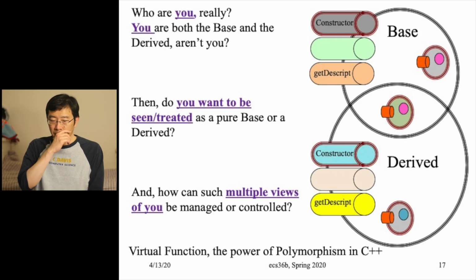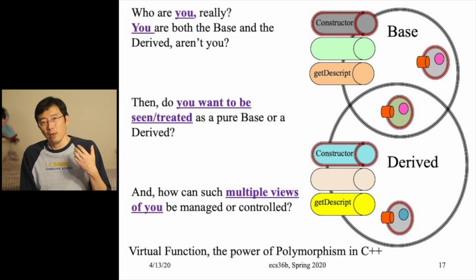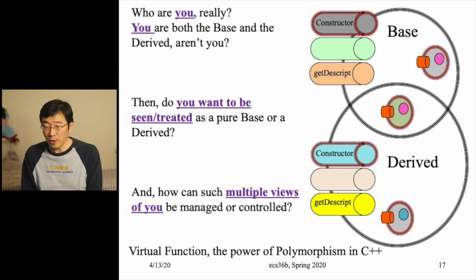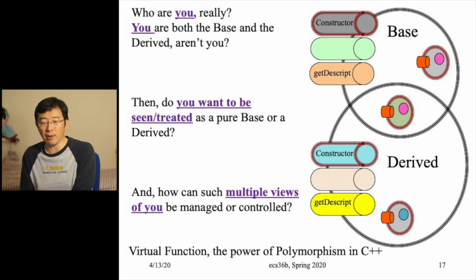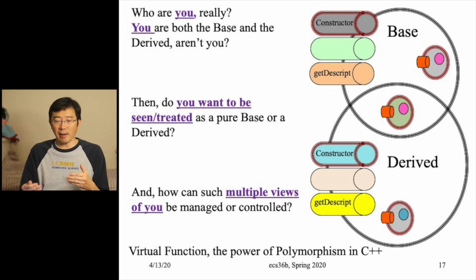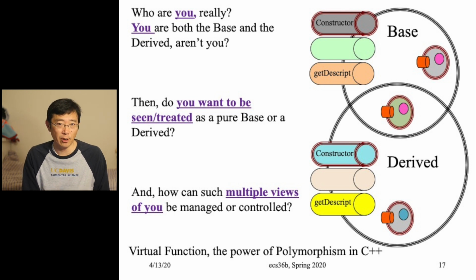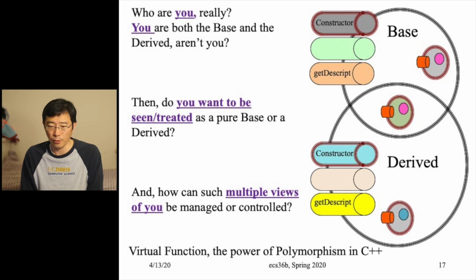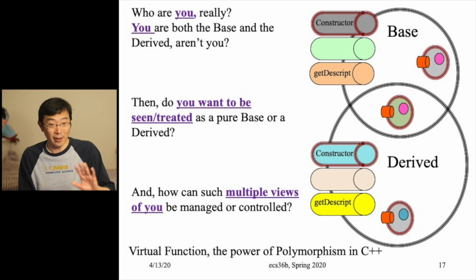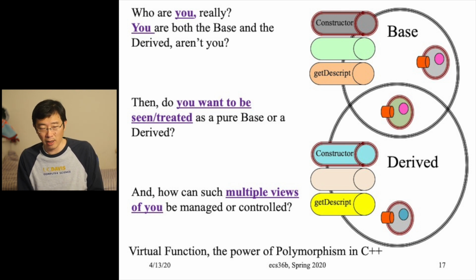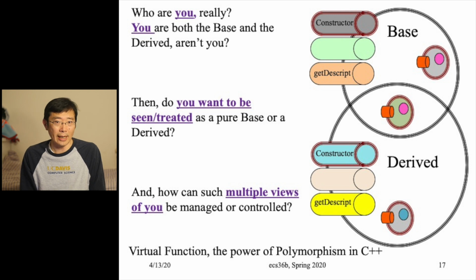Going back to the picture I showed you, I asked, who are you really when you're under inheritance? You have multiple views. You have a view as the base class, and a view as the derived class. Sometimes that gives you the power to declare polymorphic behavior using the virtual function, as I showed you. The concept of a virtual function is not hard. Its implementation could be very interesting to learn, and is quite challenging later. You will get to that.